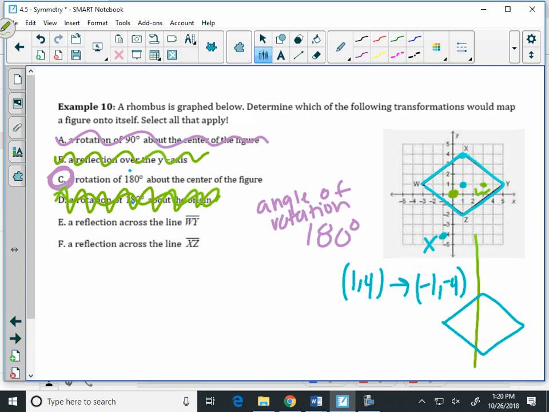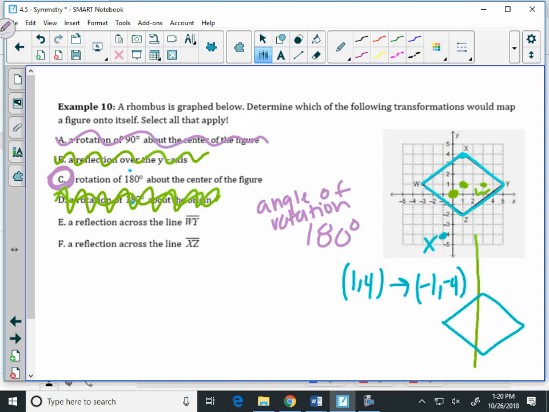So whenever you're talking about a figure mapping it onto itself, and it's not centered at the origin, that's never going to be an option. It only works if this rhombus was centered at the origin, then yeah, that would work. But the center of the rhombus is right there, which is not the origin.